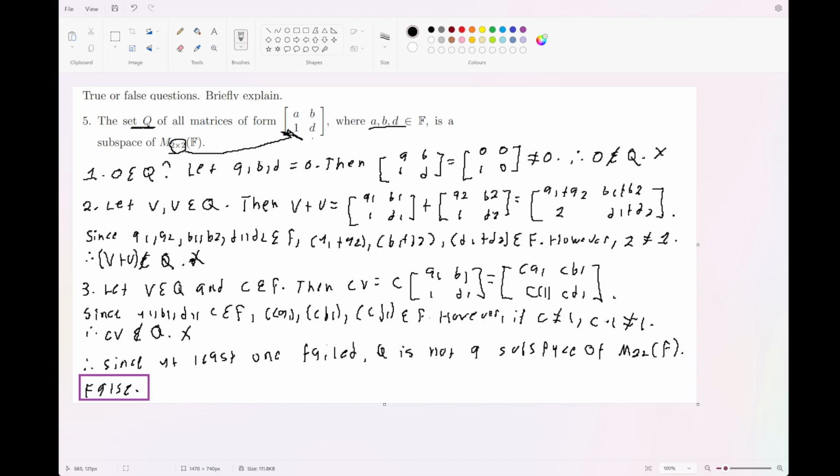The only thing that fails is this piece in particular, right? However, 2 does not equal 1, as we see here. So adding them together is not an element of Q, which is our set, so that also fails.